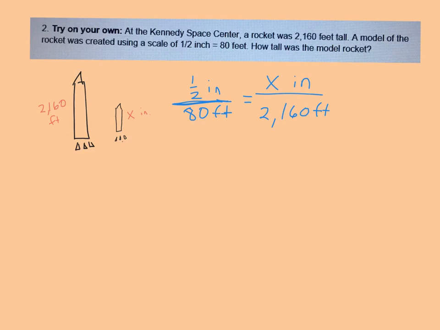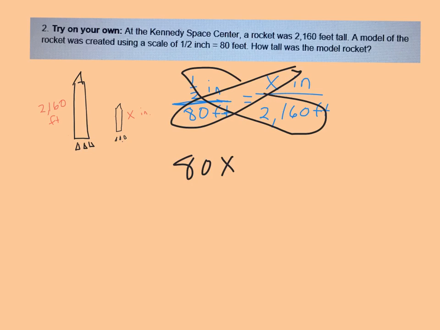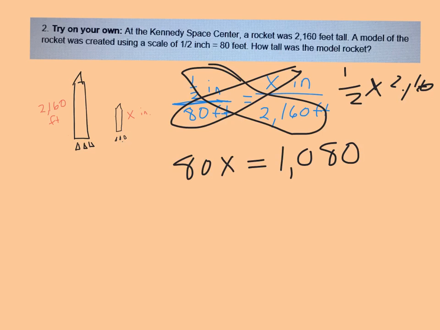All right, so 80 times x is 80x, and 1/2 times 2,160 is, if I did that on the side, 1/2 times the whole number is actually that number divided by 2. So 1/2 times 2,160 is 1,080. You can do that on your calculator too.